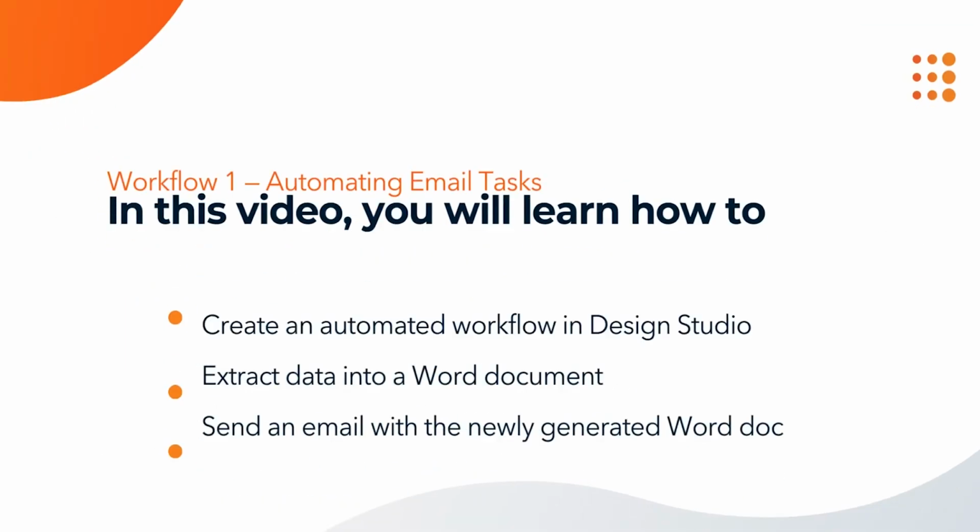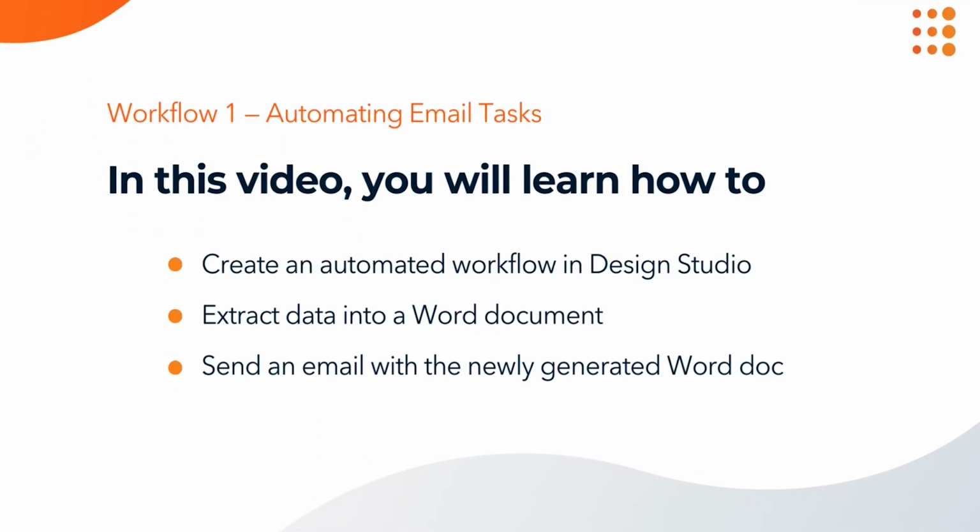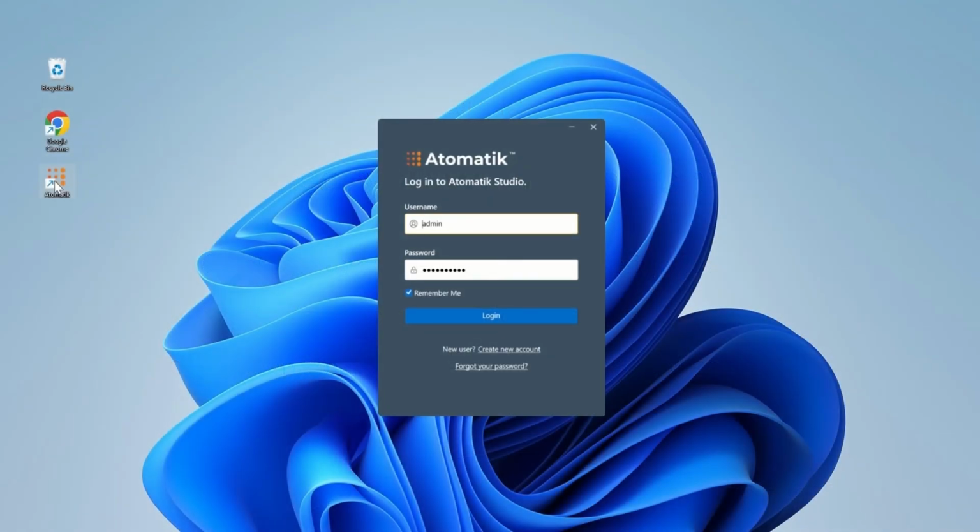Automating common email tasks can help us every day. Whether it's sending confirmations, responding, or taking information from an email or attachment, with Automatic we can train a digital worker to do these things for us. In this video, we will learn how to create an automated workflow in the Automatic Design Studio that will check emails, extract data into a Word document, and send an email with the newly generated Word document as an attachment. Start by opening up the Automatic Studio application.